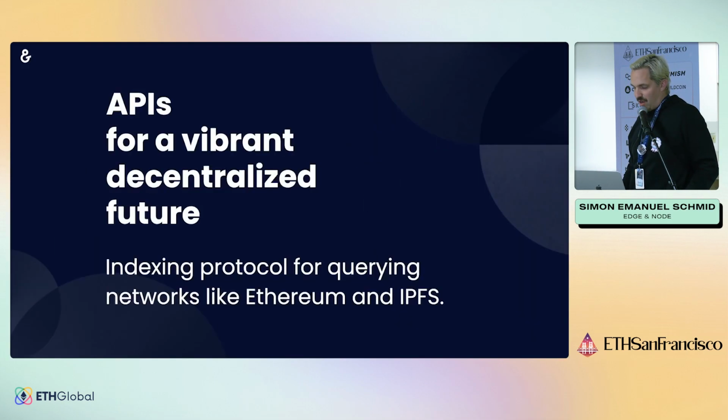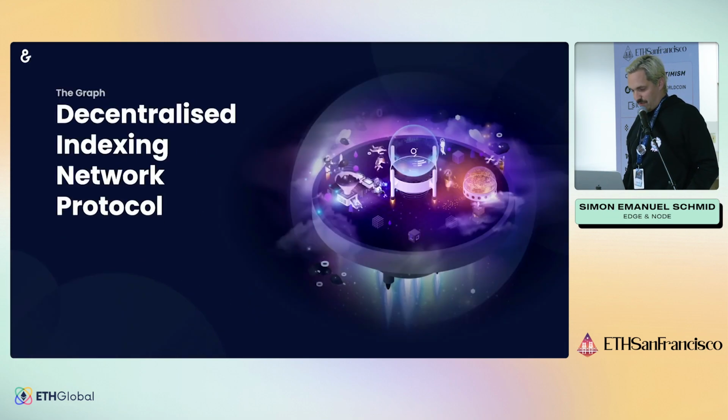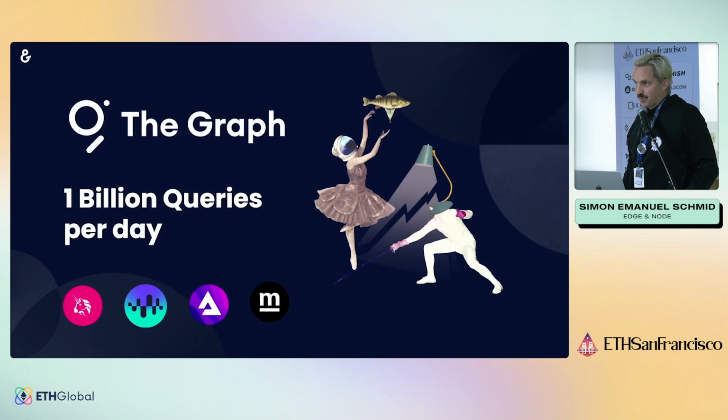Yeah, so that's The Graph, the APIs for this decentralized future. On the hosted service, The Graph currently serves 1 billion queries a day. That's quite a lot. Big users like Uniswap, Audius, Unlock Protocol, and others are using it. Teller also, actually, but those two are already on the decentralized network.